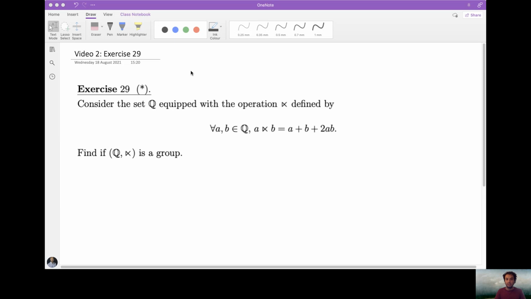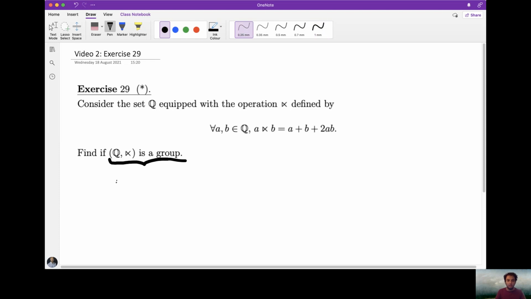Okay, so in this exercise, we have the set Q of rationals, and we have equipped it with a certain operation that we are denoting by this strange symbol. The operation is such that if you put A and B as inputs, the output is A plus B plus 2AB. And the question is whether Q equipped with this strange operation is a group.